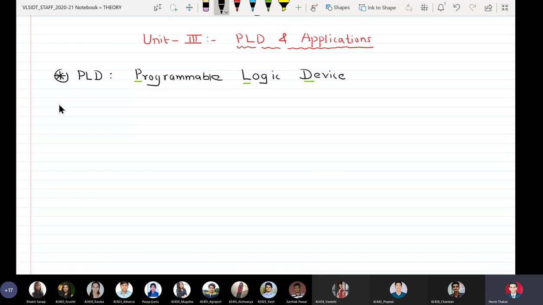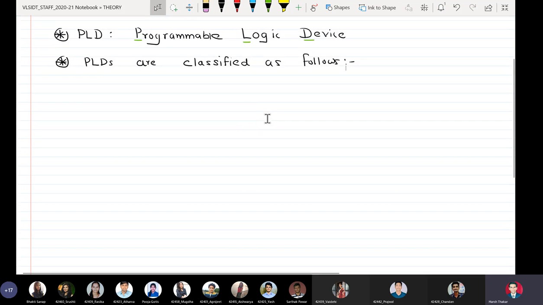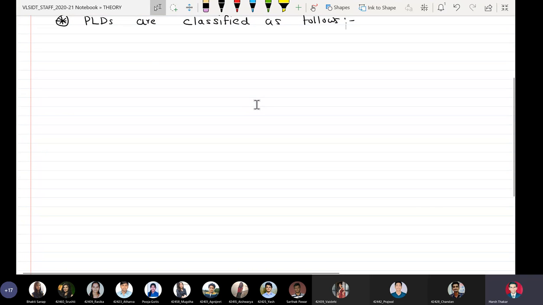The second important fact is that PLDs are classified as follows. Some of them you already studied in second year and some of them you are going to study today. So we can have a broad classification of PLDs in this way.